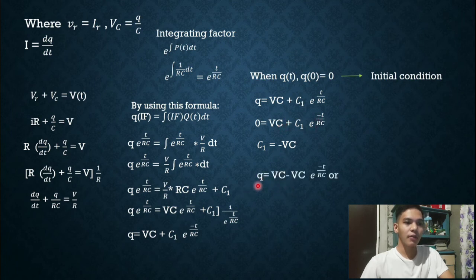Now we just have to simplify it to get the general solution for RC circuits. Q equals VC minus VC e raised to negative t over RC, or simply Q equals VC times 1 minus e raised to negative t over RC. Here we get our general solution for RC circuits.